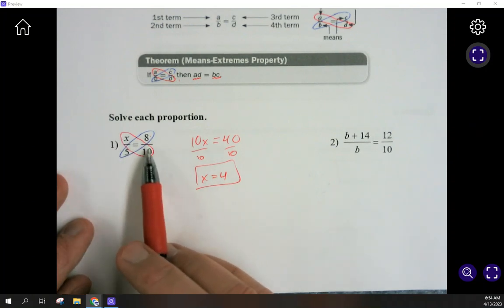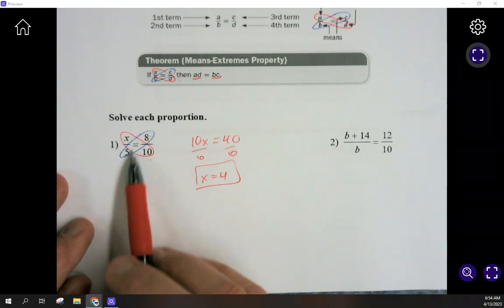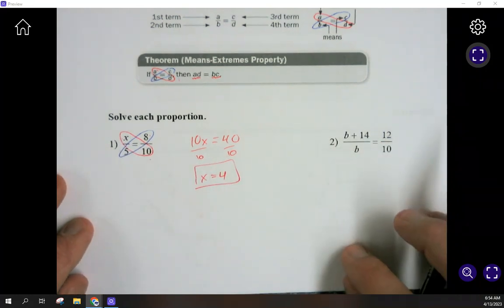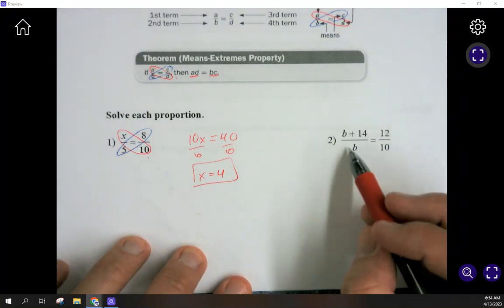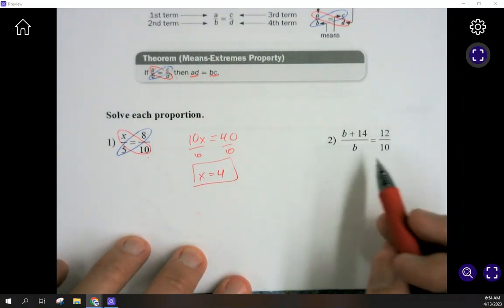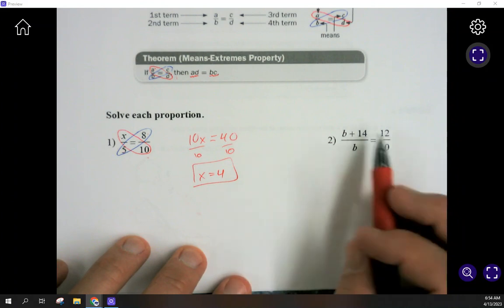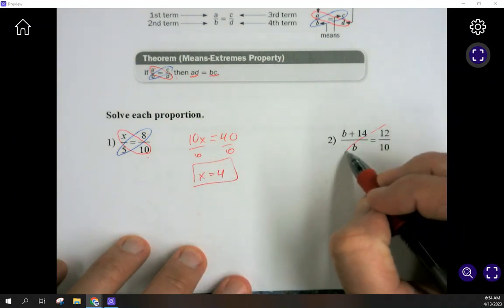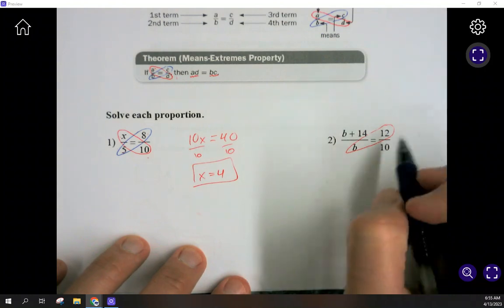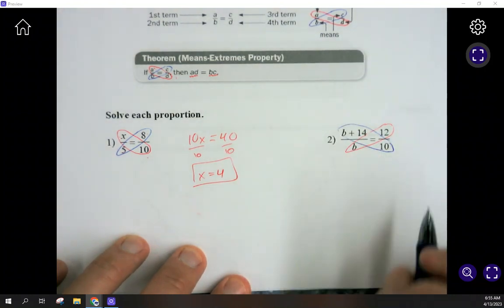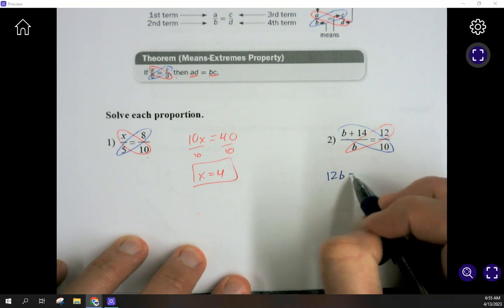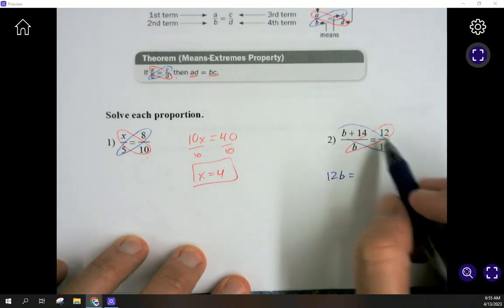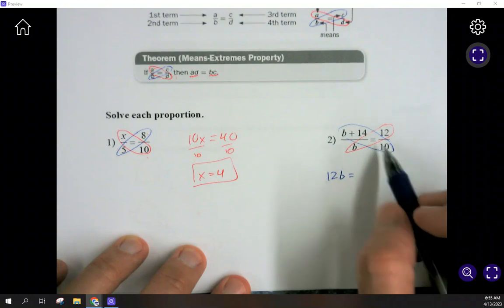But as we get into things that don't set up as nicely, you're going to want to go ahead and cross multiply. So when you look at number 2, 12 relates to 10 the same way that this top is going to relate to this bottom. So that's not necessarily one I want to try and reason through in my head. I'm going to go ahead and use this property. This diagonal multiplied is going to equal this diagonal multiplied. So 12 times b is 12b. That's going to equal the product or the result of the multiplication for this diagonal.